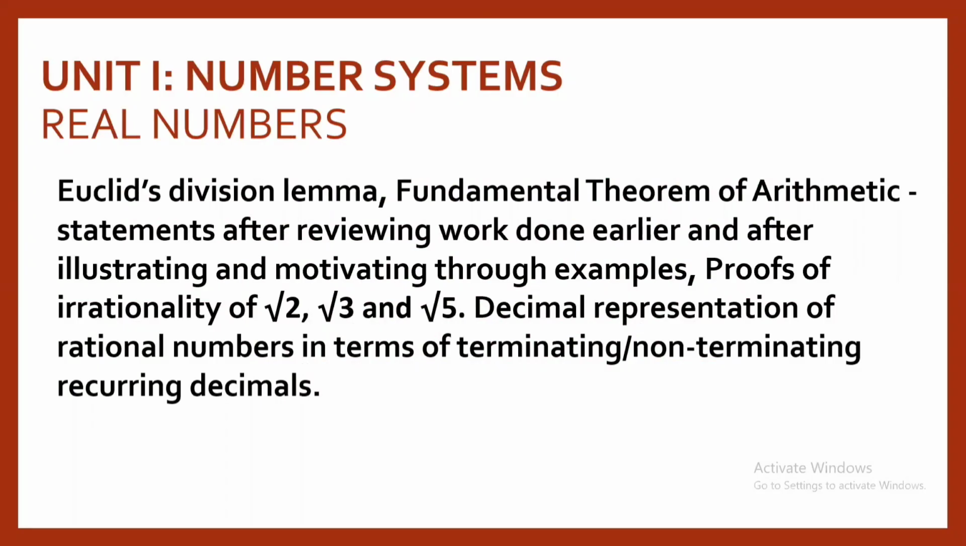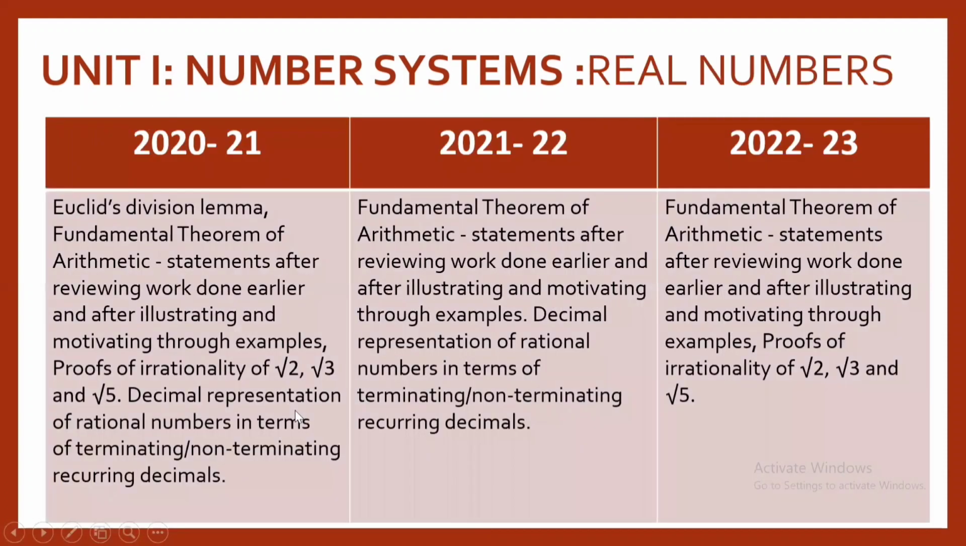The first unit is Number Systems, and we have Real Numbers as the first chapter of the book. The syllabus that was previously there included Euclid's division lemma, the fundamental theorem of arithmetic, statements after reviewing work done earlier and after illustrating and motivating through examples, proofs of irrationality of root 2, root 3, and root 5, and decimal representation of rational numbers in terms of terminating and non-terminating recurring decimals. So this all was there initially.